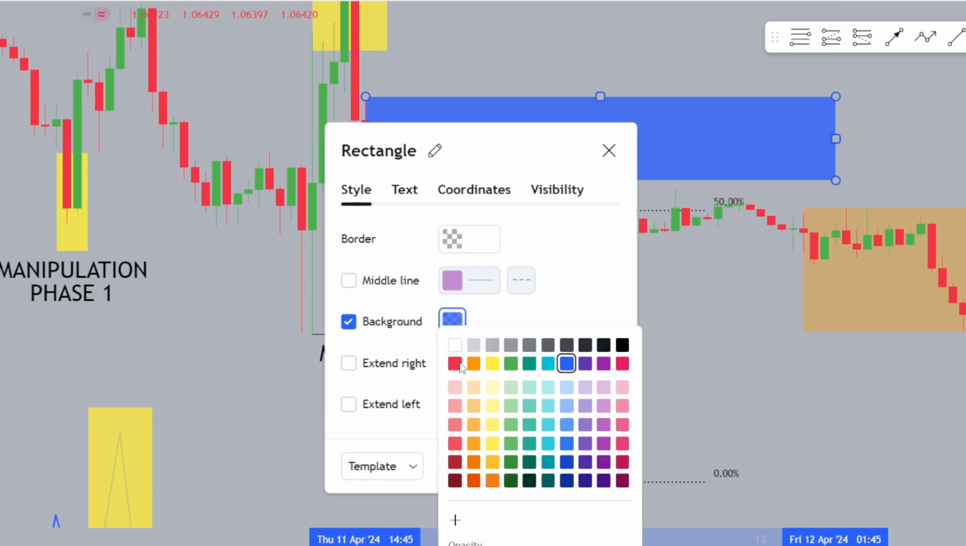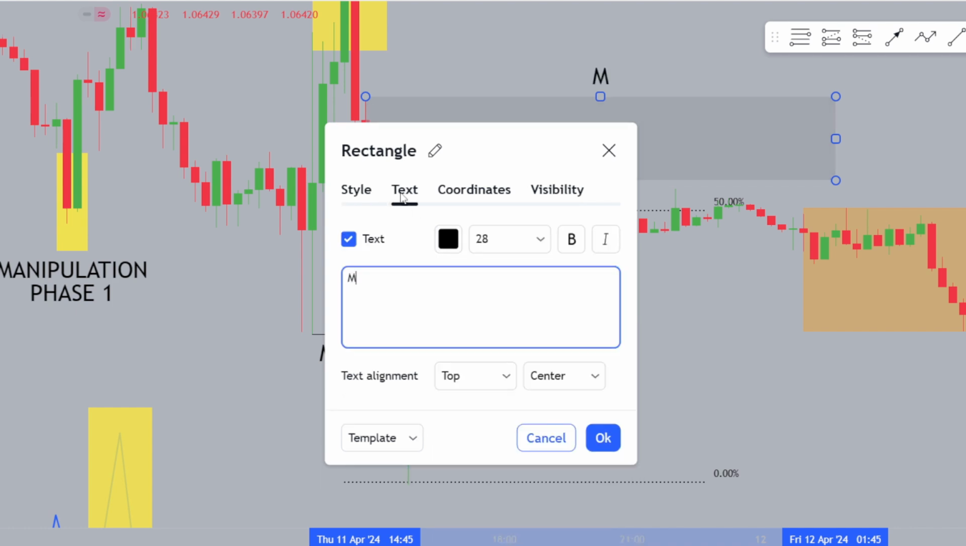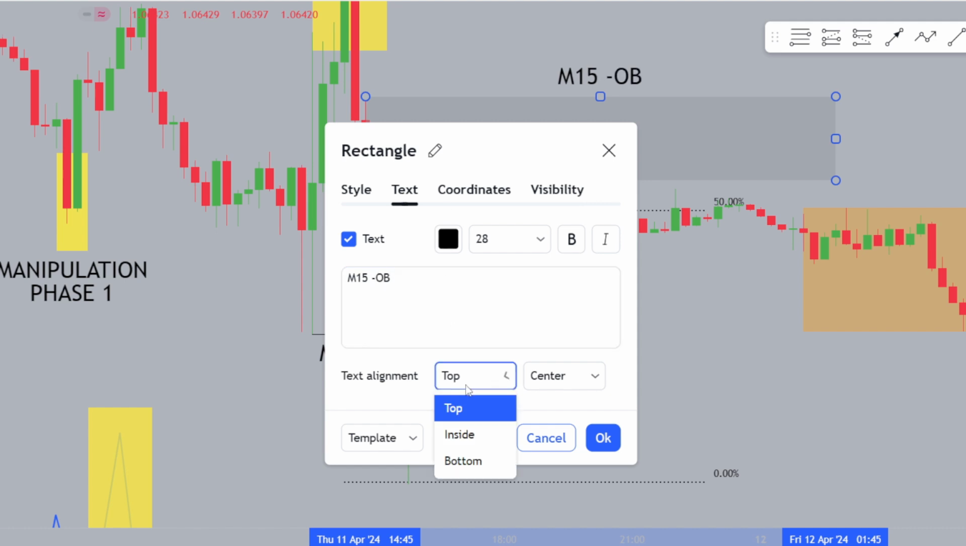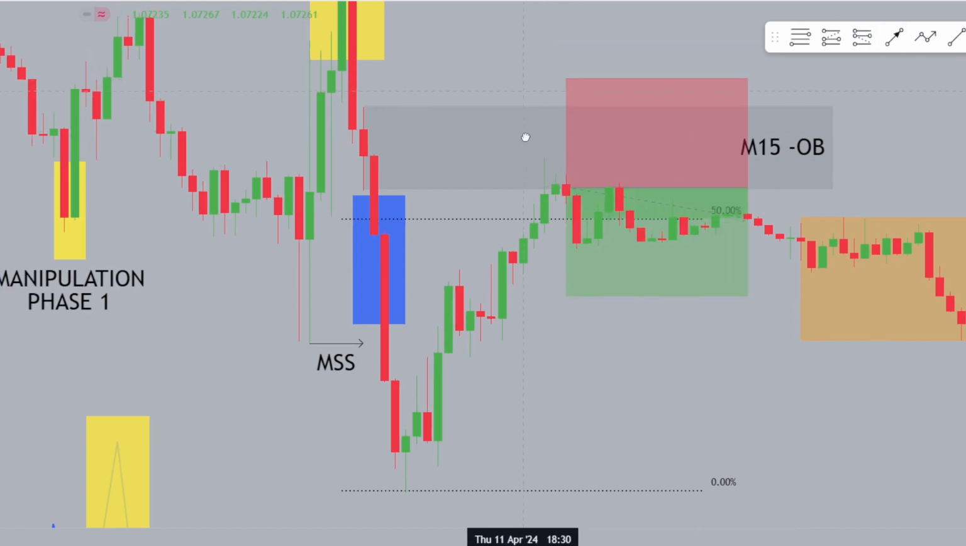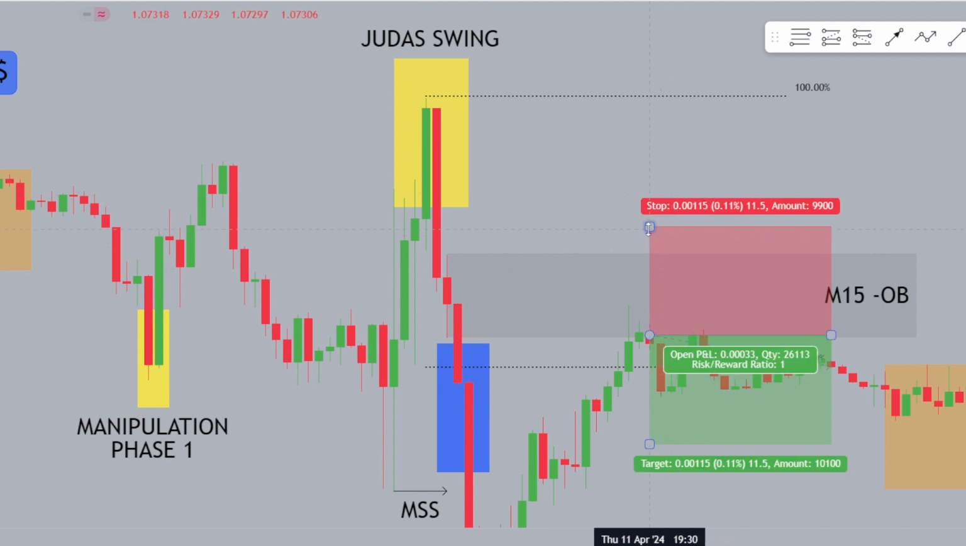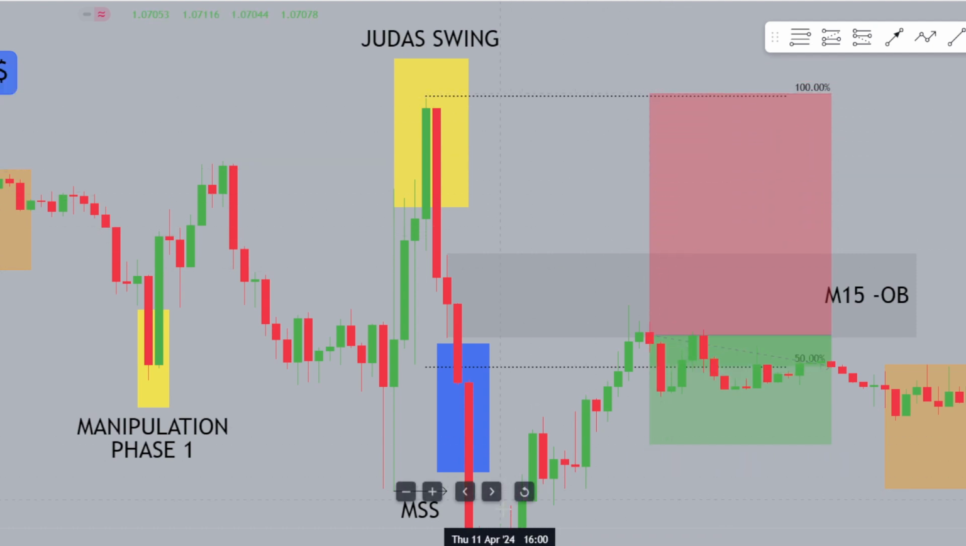So order blocks I label in gray, just like this. Oh, wrong color. So order blocks I normally label in gray. So this is an M15 bearish order block, right? M15 bearish order block just over here. Now from here, of course, we key off the order block. A safe place to keep your stop loss will be above the Judas swing or just at the Judas swing.